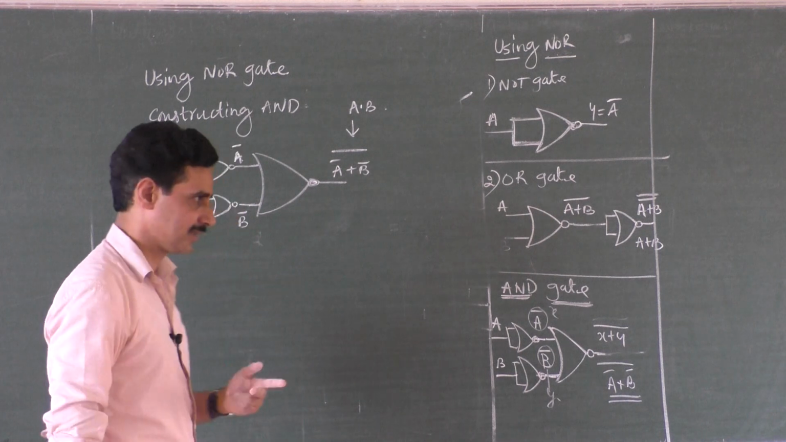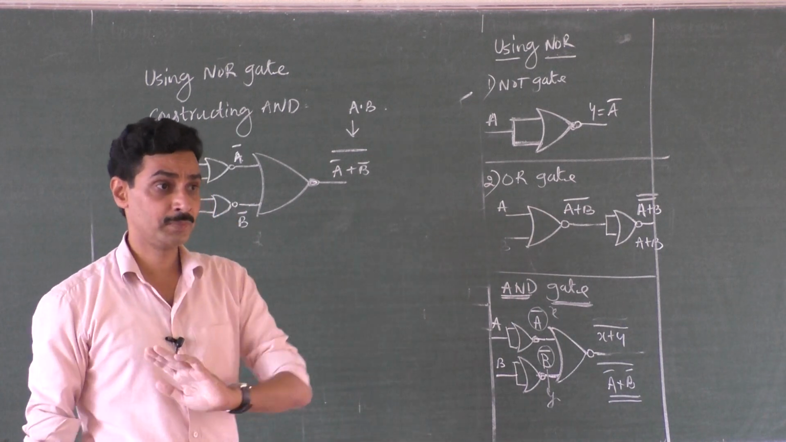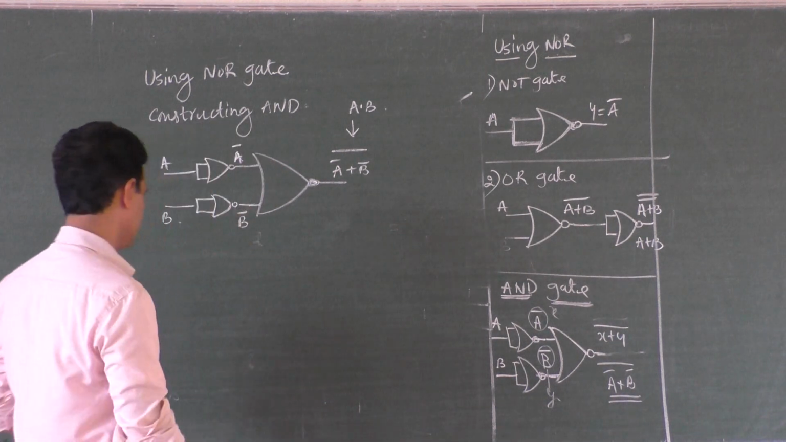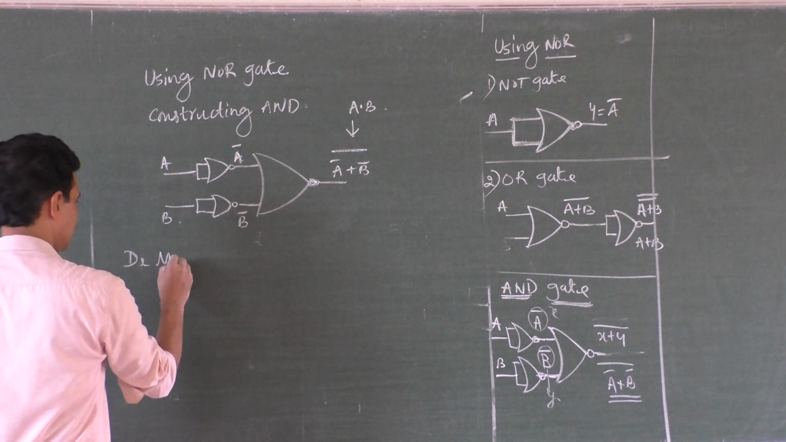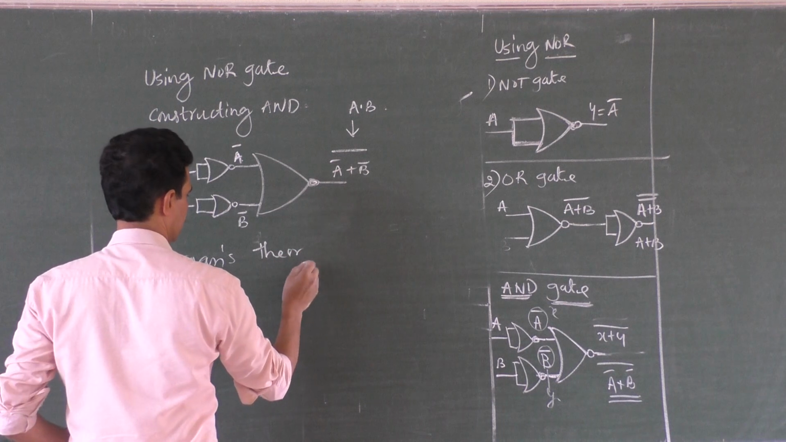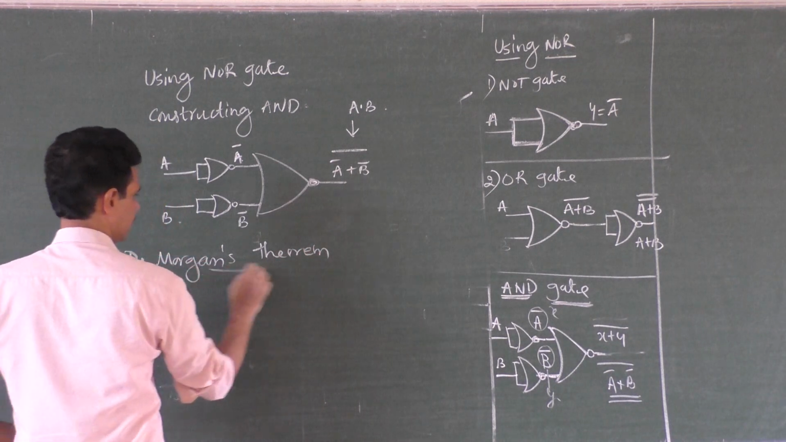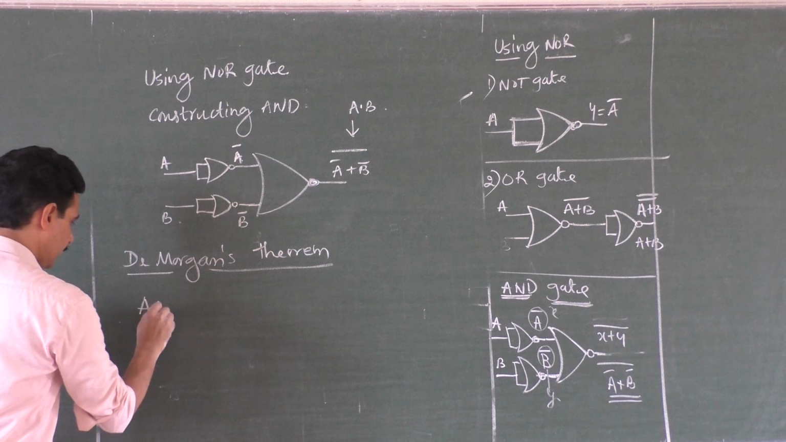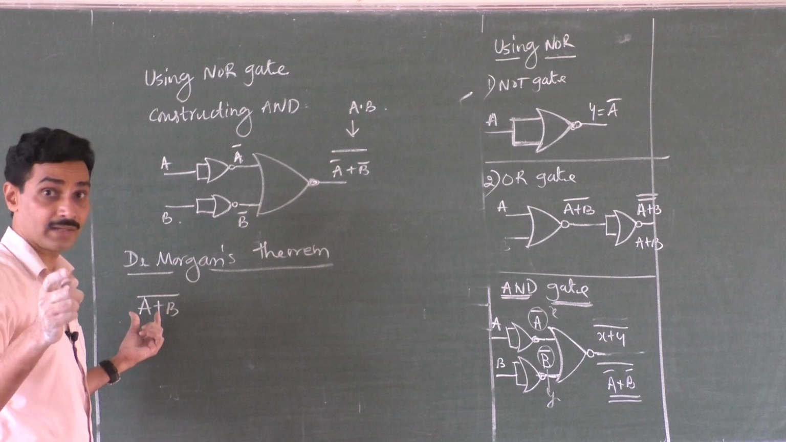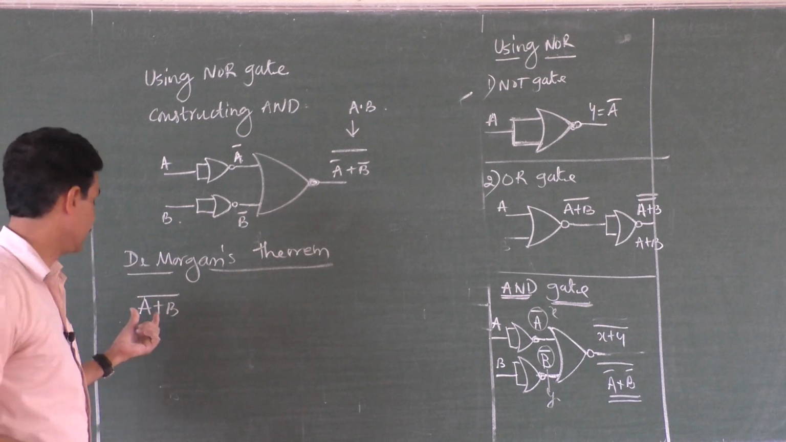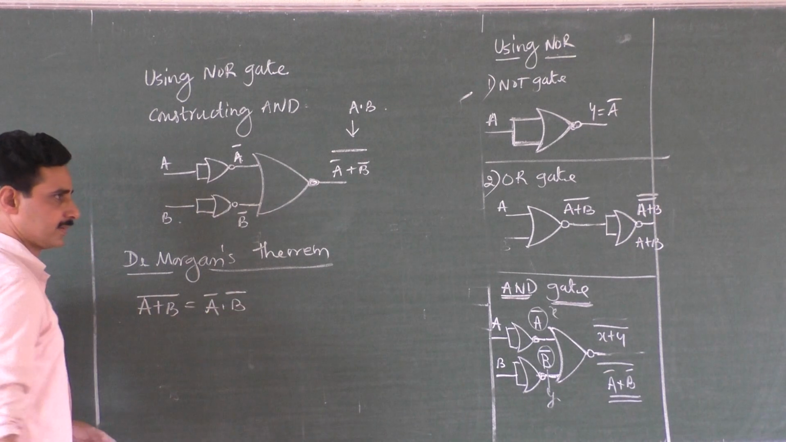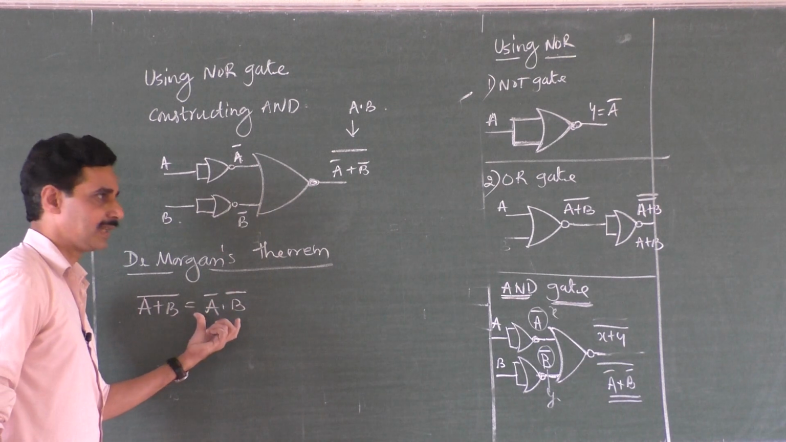They are called De Morgan's theorems. Of course, I am going a bit away from the syllabus, but it is easy to understand. Nothing difficult here. De Morgan's theorems are not in the syllabus, but just to understand. If you have A plus B whole bar, the complement of the sum, it is not our ordinary sum, it is a logic sum. Complement of the sum is equal to the product of complements, the complement of each and then their product.